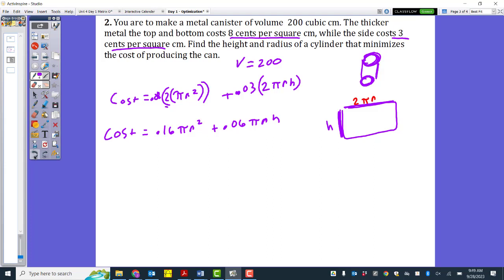Well, that's where the volume comes in. We know this can needs to be 200 centimeters cubed. So we know 200 has to equal the volume of this cylinder. The volume of a cylinder is pi r squared h. Well, now we have the information to simplify and solve for a variable. We can say h is equal to 200 over pi r squared, and we can plug that in for h here.